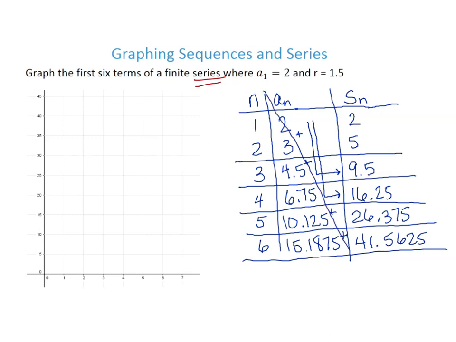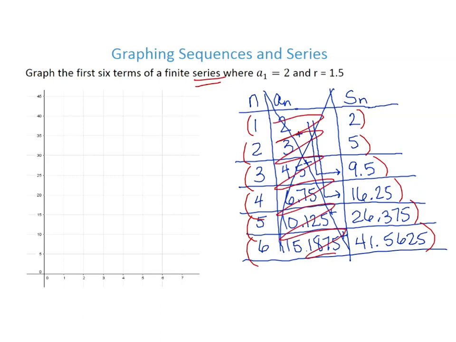And that gives me 41.5625. Now, I no longer need this column, because I wasn't asked to graph the sequence here. I was asked to graph the series. So this is what my points would look like if I'm graphing the series. Disregard that middle column. We don't need it anymore. So these are the points that I'm going to graph.